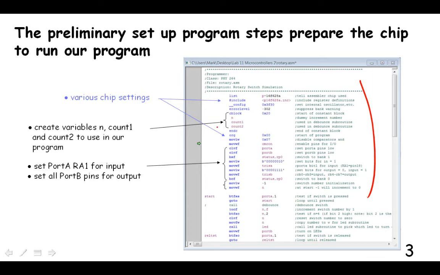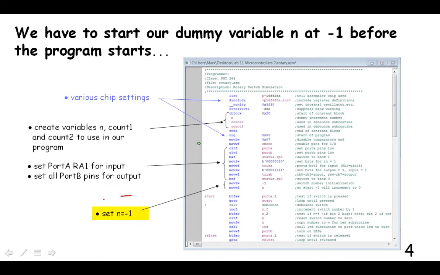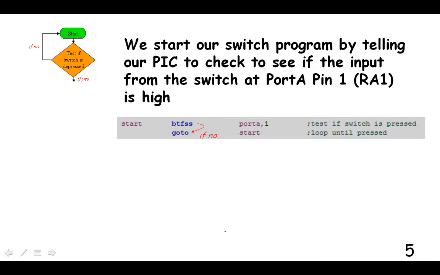For example, we have to create some variables that we're going to use. We have to set port A for input now. Last lab we only had output, and we're setting port B for output. And then there are various chip settings. This is very important. We're setting n equal to -1 before we get started into the meat of our program, and you'll see why that is in a second.